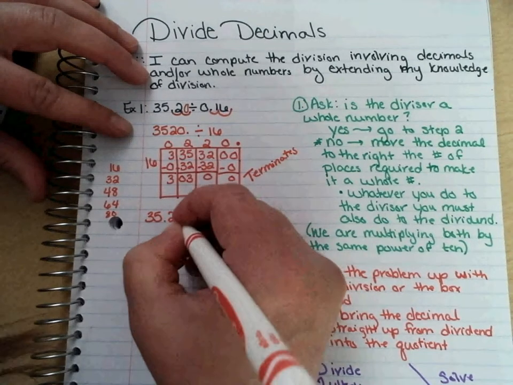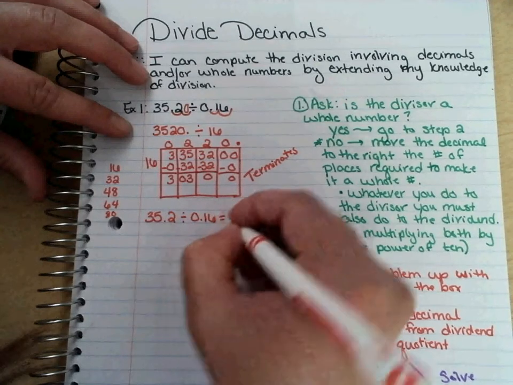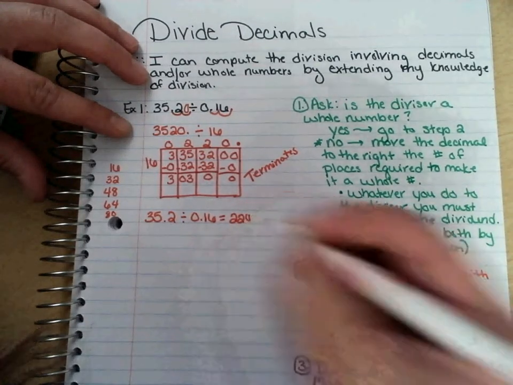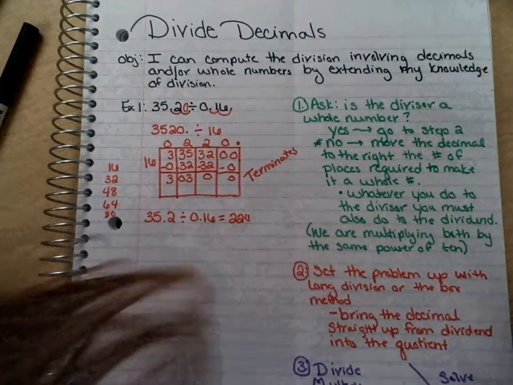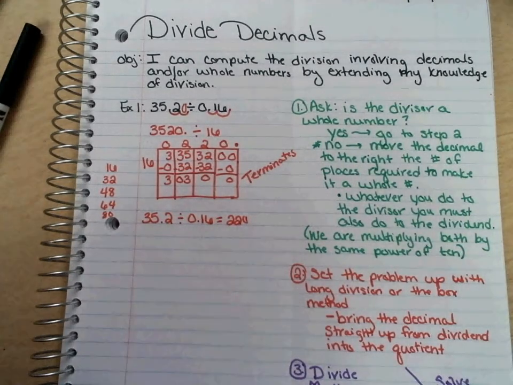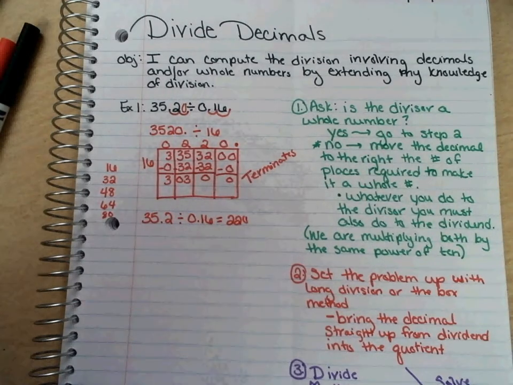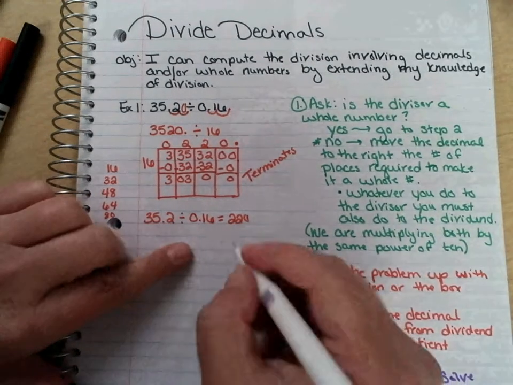So 35 and 2/10 divided by 16/100 equals 220. Well, I will tell you this, and we didn't put it in our step-by-step directions, but we know that we need to check with the inverse operation, which is multiplication.